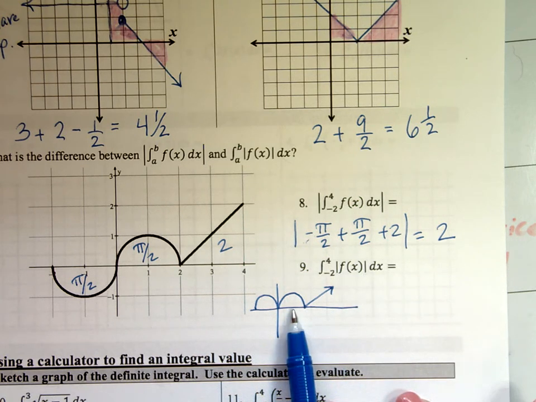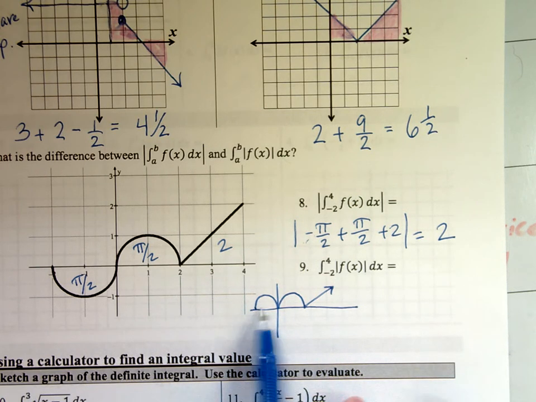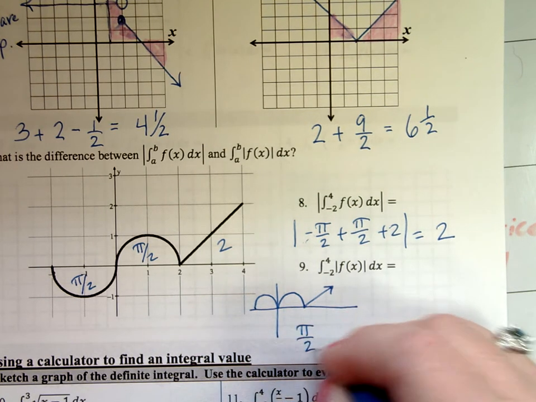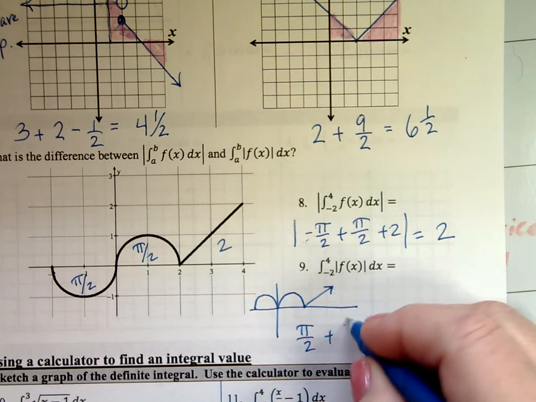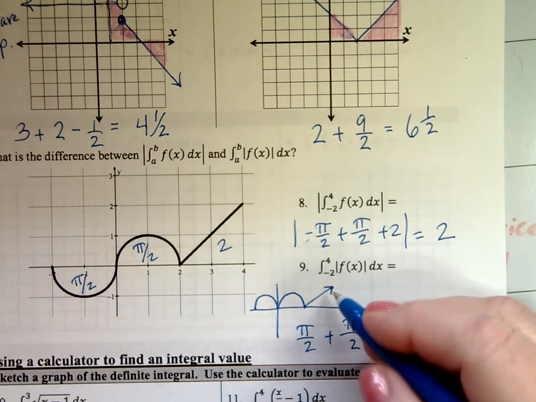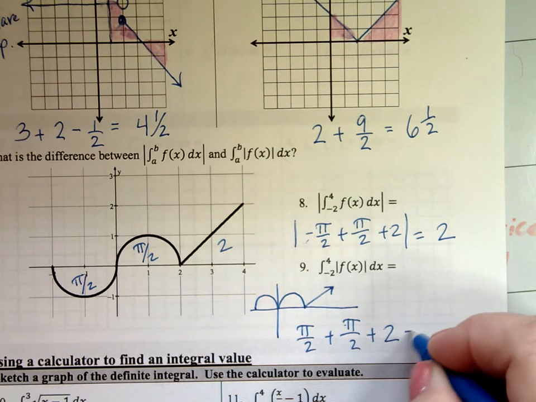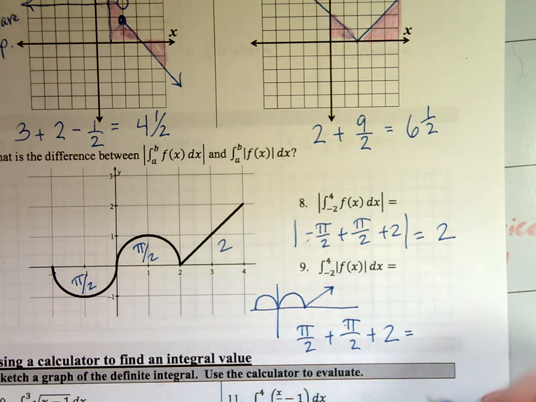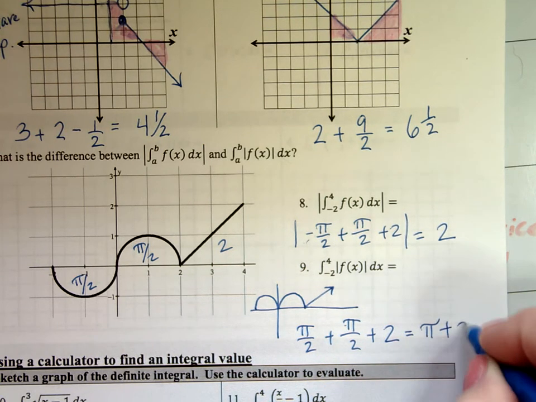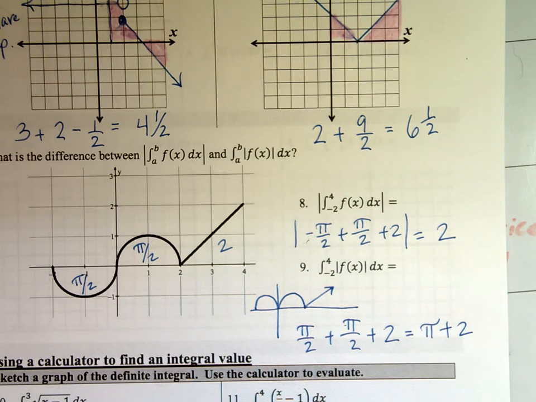So what's your area now? Your area is going to be pi over 2 plus pi over 2 plus 2. Well, half a pi and another half a pi give you a whole pi, and now you've got pi plus 2. So anything that's below the x-axis comes up above the x-axis, and it would end up looking like a picture like this. And when I look at this, pi over 2, pi over 2, and 2 makes sense. You're just adding them up.